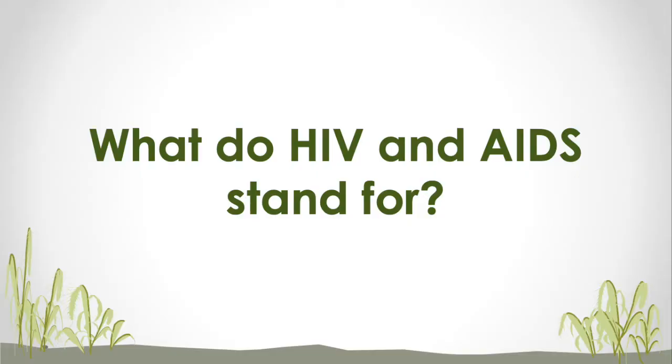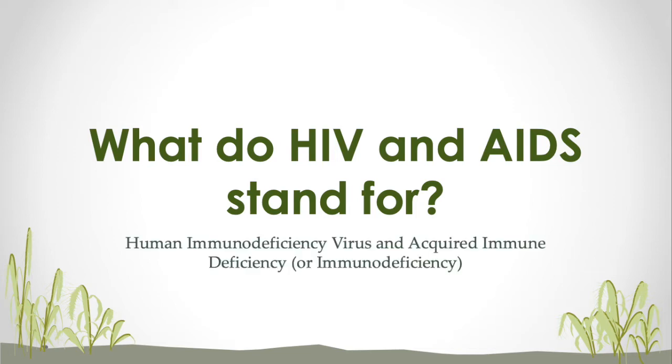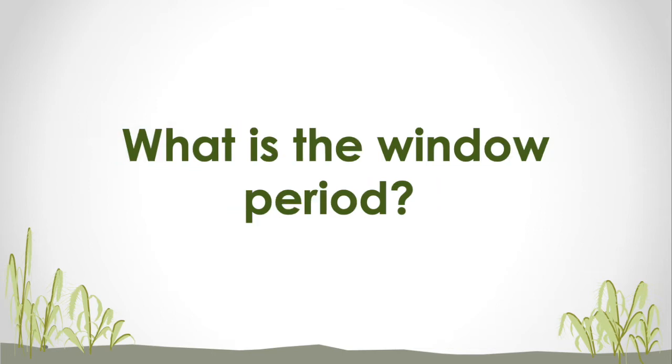So our first question would be, what do HIV and AIDS stand for? So we talked a little bit about this at the beginning, but HIV would be human immunodeficiency virus, and AIDS can be acquired when HIV goes uncontrolled in the body for a period of time, and it turns into an acquired immunodeficiency syndrome. Our next question is, what is a window period?